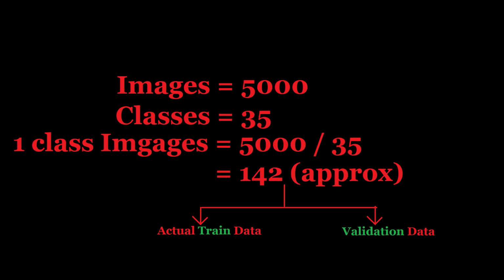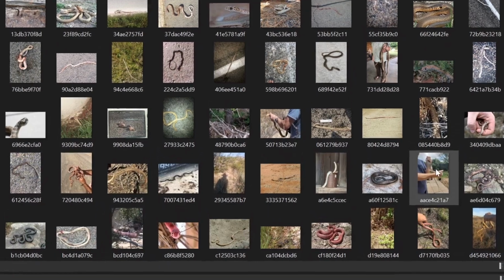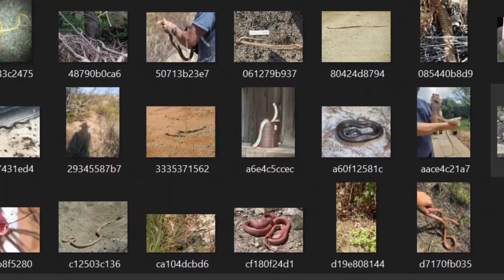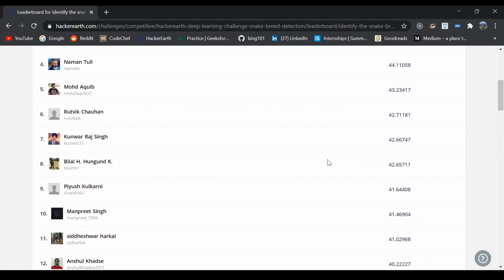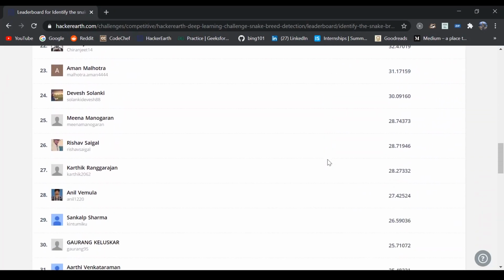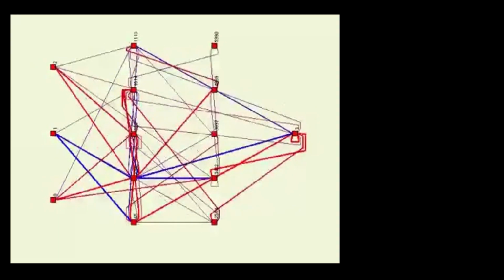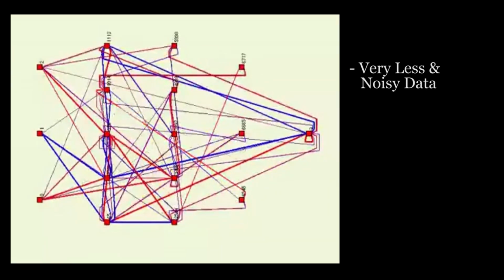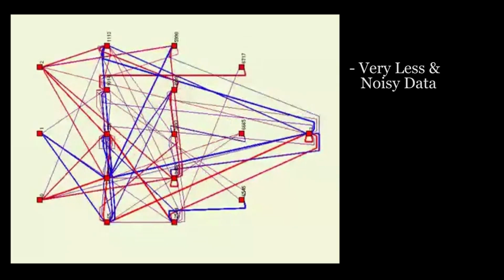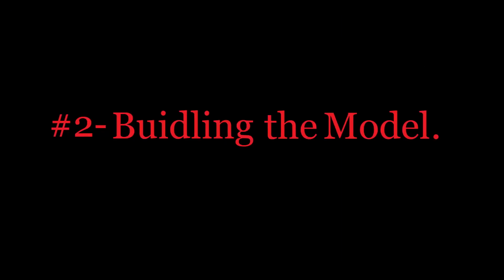To make things worse, I realized that almost completely different looking snakes could belong to the same class. Look at these images, they belong to the same species and they look completely different in color and shape, I guess. That explains why the leaderboard had such a low score of around 40 to 50, I think. I realized that there was no point in developing a neural network from scratch. You see, the problem was A, we had very less and noisy data, and B, we had very large number of classes to identify. So to overcome this issue, we'll use a special technique called transfer learning.